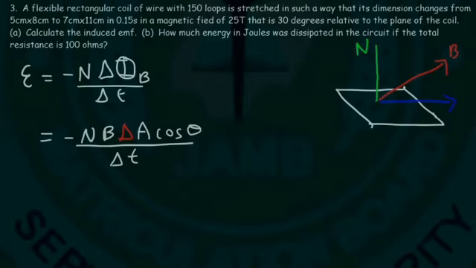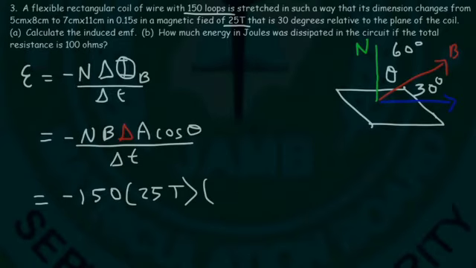The magnetic field is 30 degrees relative to the plane of the coil, but theta is the angle between a normal line and the magnetic field. So theta in this problem is 60. It's 90 minus 30. N is the number of loops, which is 150. The magnetic field is 25 Tesla.